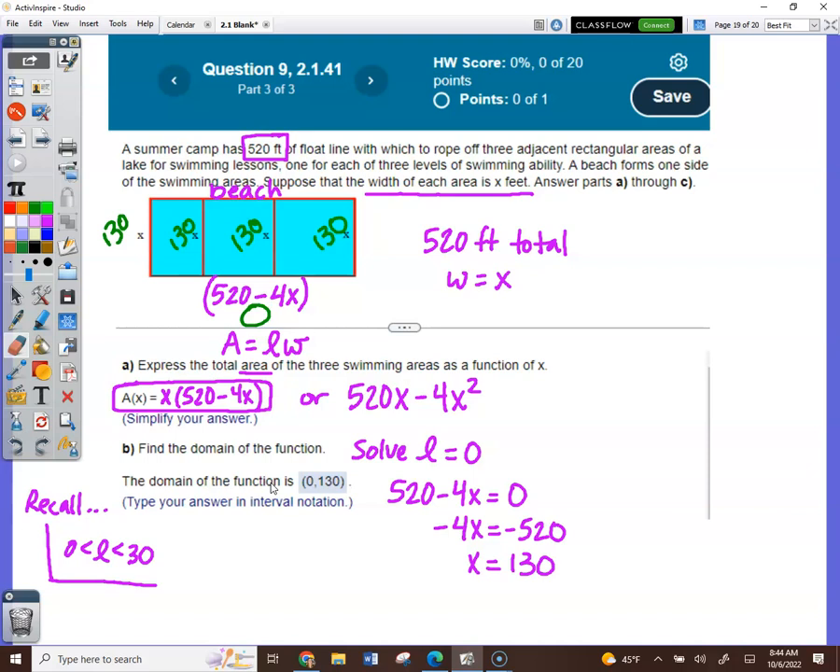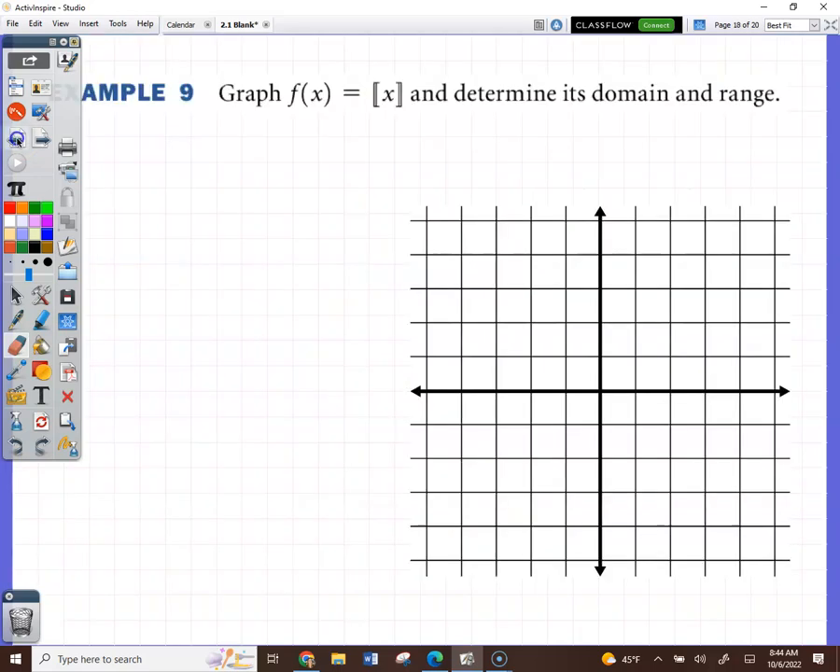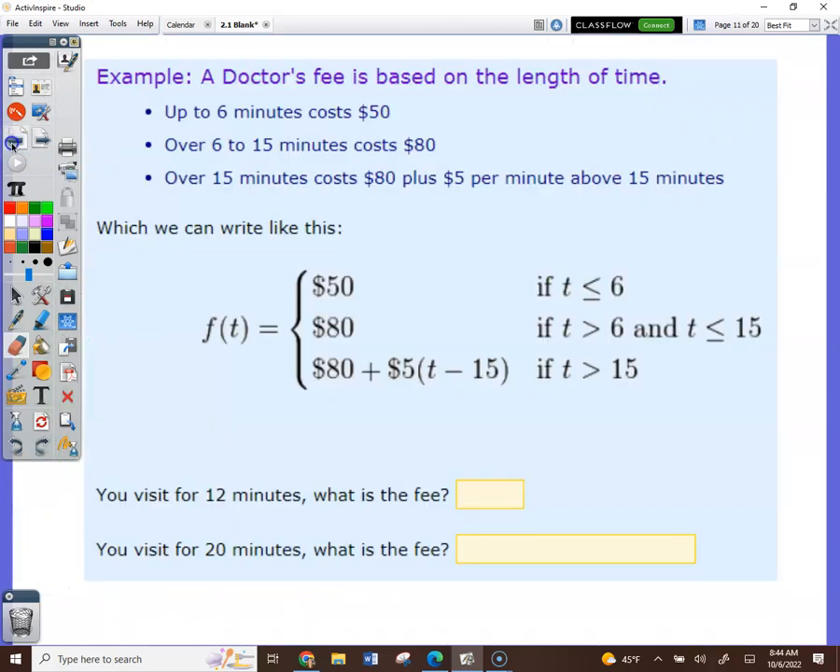So then when it says, what's the domain, just take your expression that you found for the length, set it equal to 0, and solve. And then put it back in the picture and see if it makes sense. Okay? And I wanted to help you with that because I know it's going to come up.